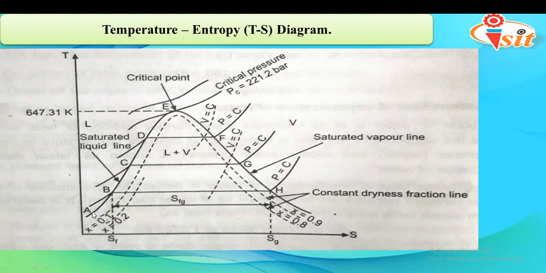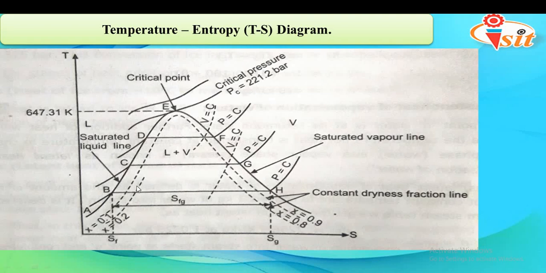What this means is that any point on the entire line from A to E represents 100% liquid at that particular point. On the other hand, any point on the line ranging from E to H indicates that we have 100% vapor or dry steam at that particular point.